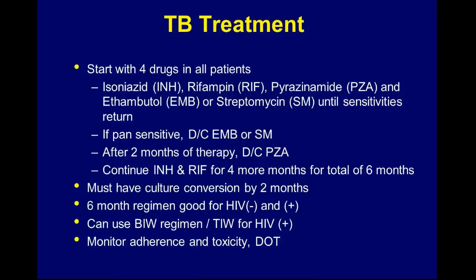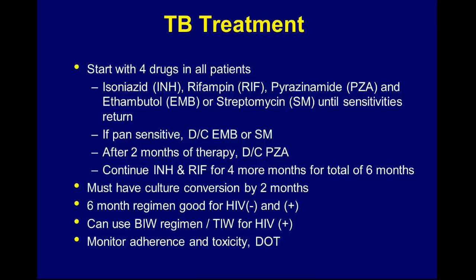Relatively new guidelines. Before, we used to have a 9-month treatment for HIV positive patients. At this time, the treatment for HIV positive and HIV negative patients is the same, 6 months. It's counterintuitive because they are immunosuppressed, so you want to do more and longer, but the treatment is identical.